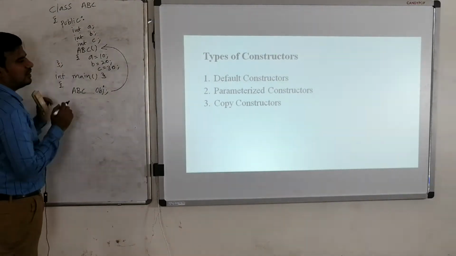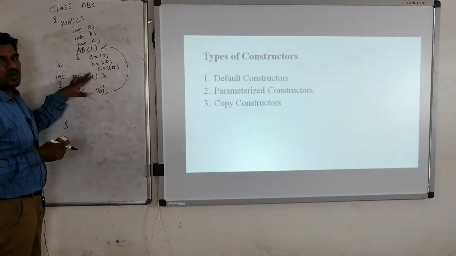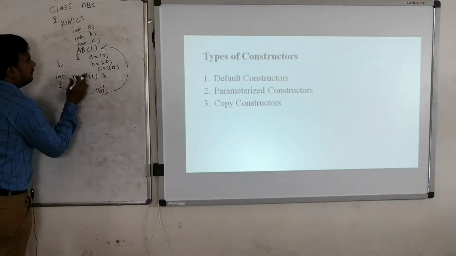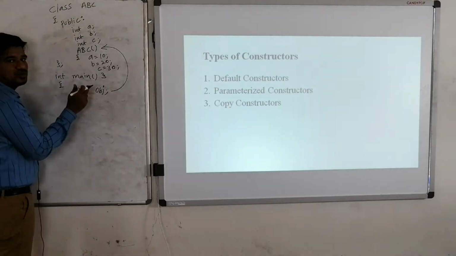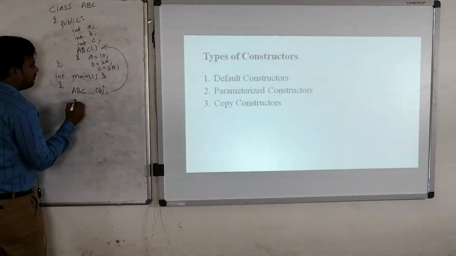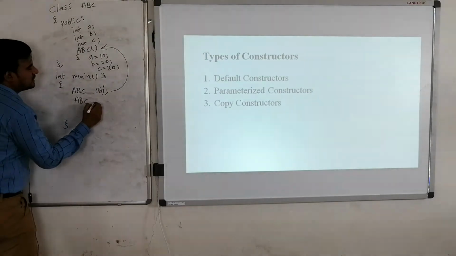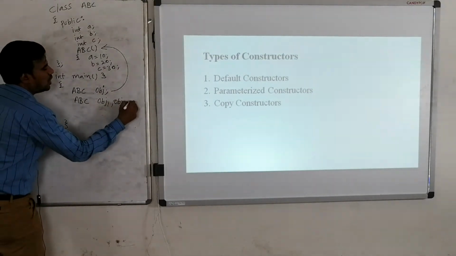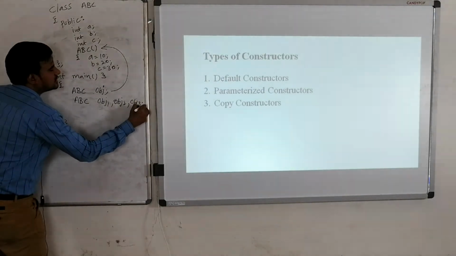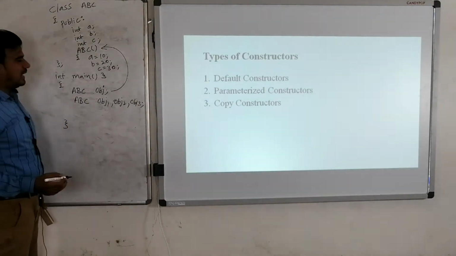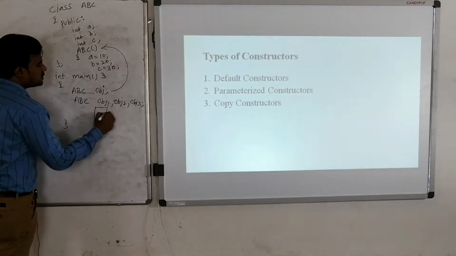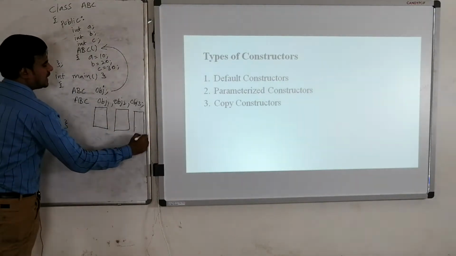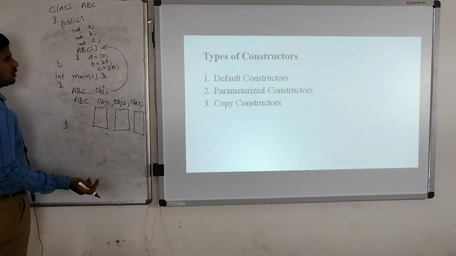So there is a problem with doing it like this. What is that problem? It is not compulsory that with the help of a class you create only one object. You can create a number of objects. If you create object 1, object 2, object 3, what will happen? All three objects will get the same values for A, B, C. That is the problem over here.